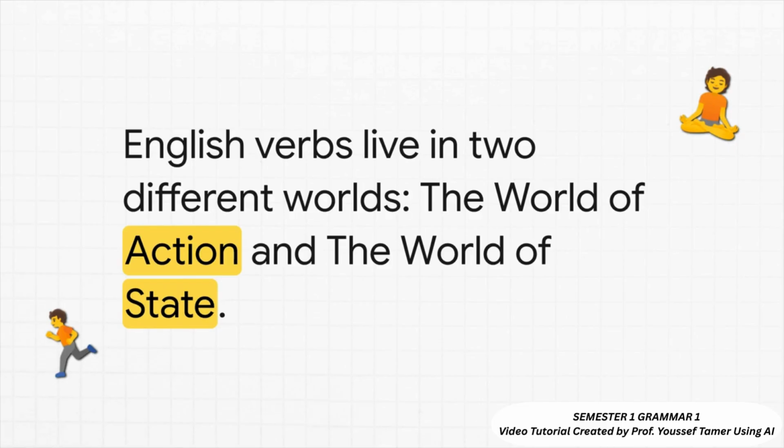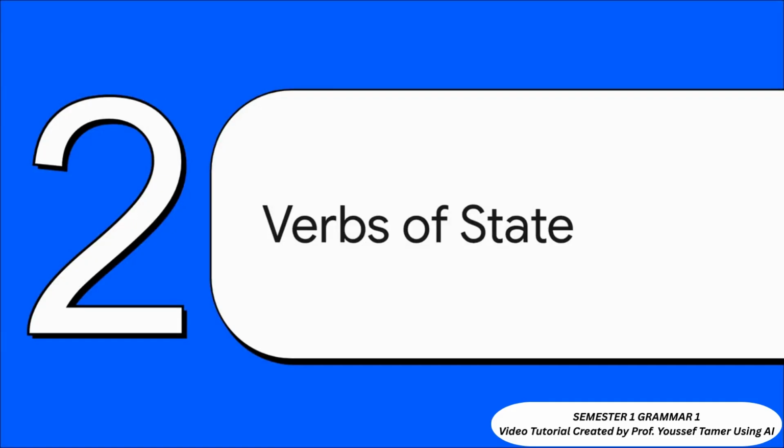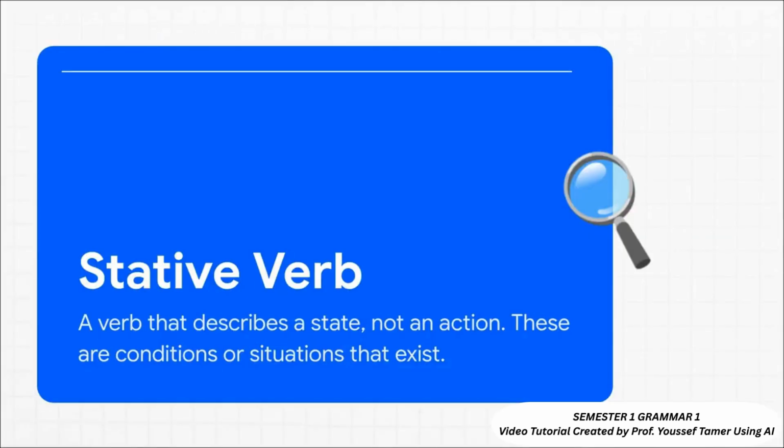You've got the world of action, verbs for things you do, and then you have the world of state, verbs for things you feel or are. So let's explore that second world, the world of states. This is where we find what grammarians call stative verbs. A stative verb is basically a word that describes a condition, not something you're actively doing.